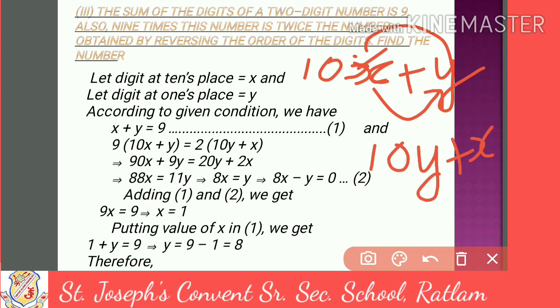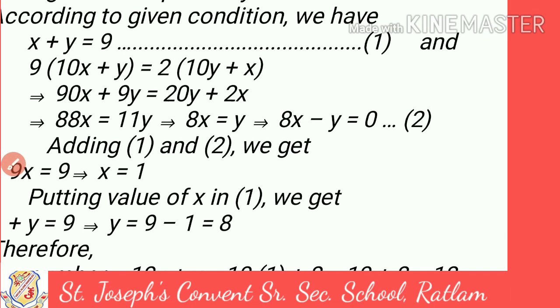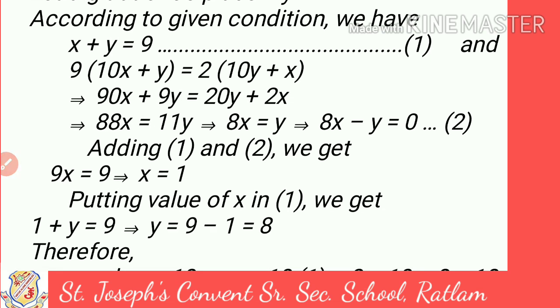So they clearly said that 9 times the original number is twice the number obtained by reversing the order of the digits. So 9 into (10x plus y) will be equal to 2 times (10y plus x). After solving, what are you going to get? You are going to get 90x plus 9y is equal to 20y plus 2x. So solve it out: 90x minus 2x, 20y minus 9y, interchanging the places.